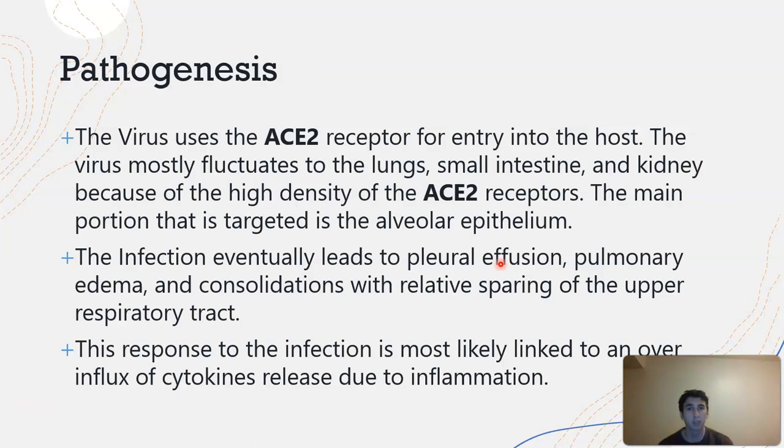The main portion that is targeted is the alveolar epithelium of your lungs. The infection eventually leads to pleural effusion, pulmonary edema, and consolidations with relative sparing of the upper respiratory tract. This response to the infection is most likely linked to an overinflux, so too many cytokines are being released. The area of infection causes inflammation, and this is what is thought to be why your respiratory system responds in that way.